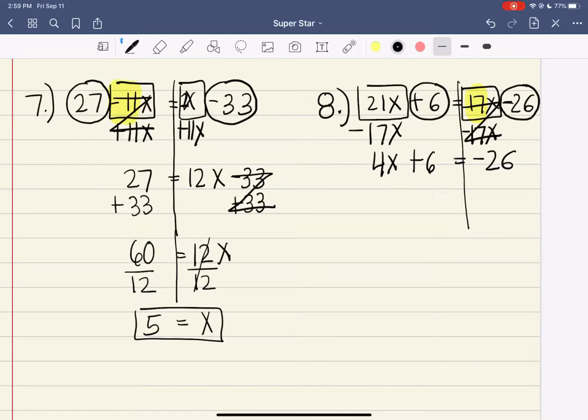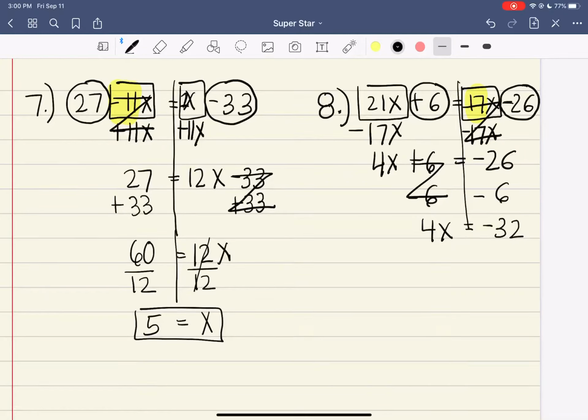So we have a constant 6 and we have a constant negative 26, and the 6 is on the same side as the variable right here next to it, this 4x. So that means the 6 has got to go, and we're going to do that by performing an inverse operation. So minus 6 on both sides. This becomes 0, and we're left with 4x equals a negative 32.